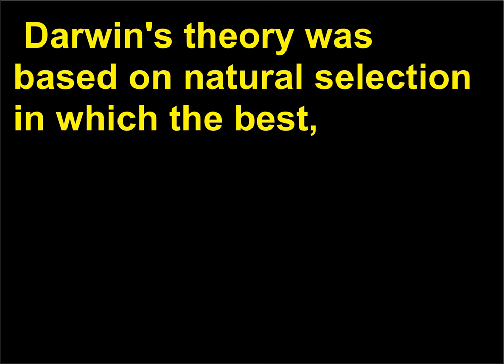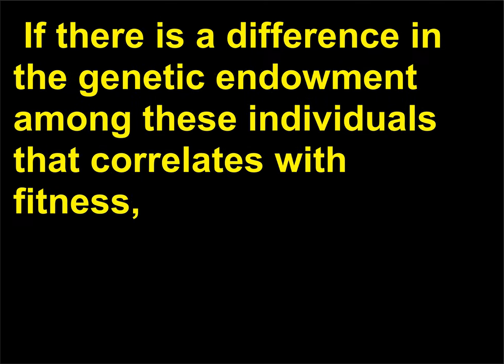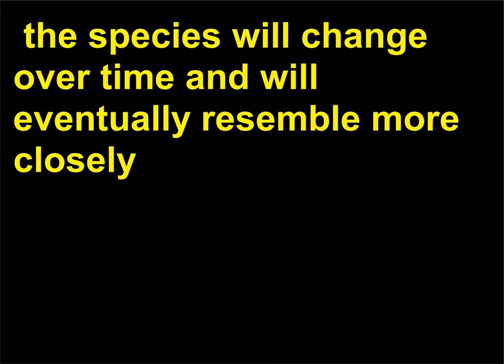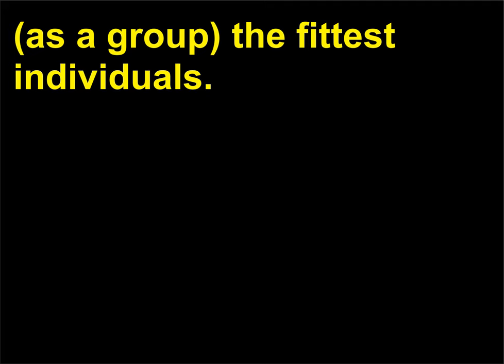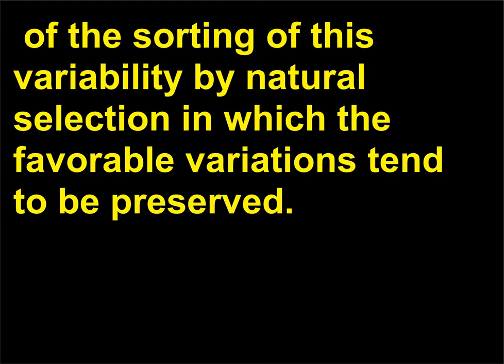Darwin's theory was based on natural selection, in which the best or fittest individuals survive more often than those who are less fit. If there is a difference in the genetic endowment among these individuals that correlates with fitness, the species will change over time and will eventually resemble more closely, as a group, the fittest individuals. It is a two-step process. The first consists of the production of variation, and the second of the sorting of this variability by natural selection, in which the favorable variations tend to be preserved.